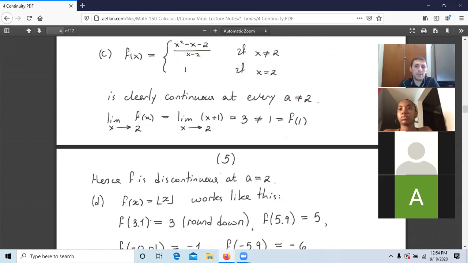You understand my question, guys? Where is this function not continuous? At 2, yes, that's one point where it's not continuous, but what's the total number of points where it's not continuous? Which are those points where it's not continuous?